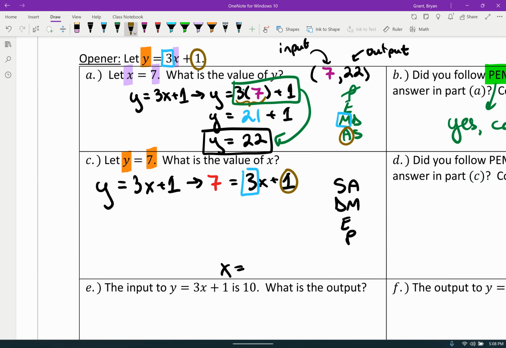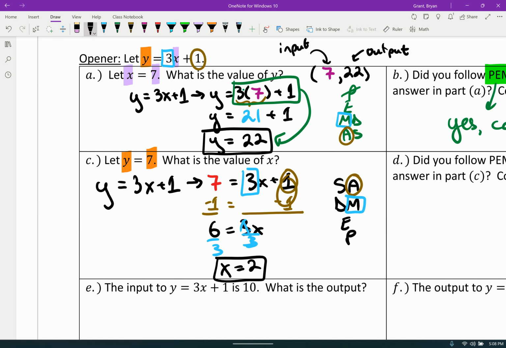In SADMEP, what do we undo first? Well, we undo addition ahead of multiplication. So let's subtract our 1 from each side. Okay, we end up with 6 equals 3x. And then we finish off the division, though I would hope you could ask yourself 3 times what is 6, and you say, oh, that's 2. But of course, we could also divide by 3 to get the 2 as well.